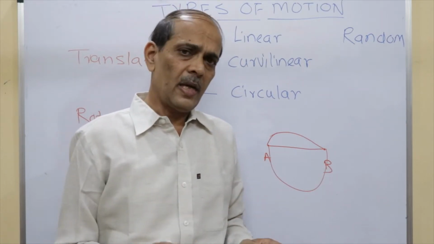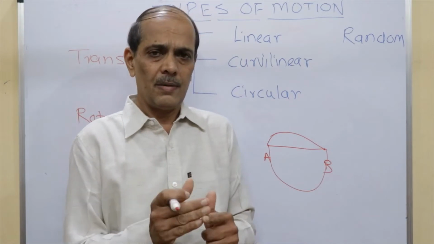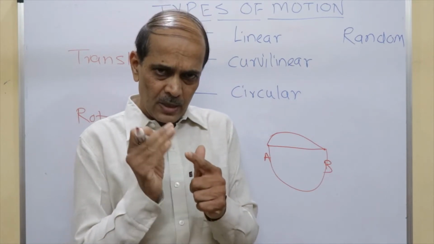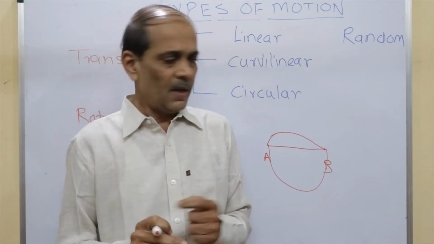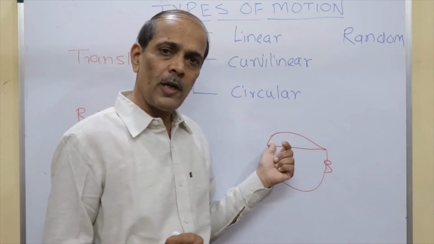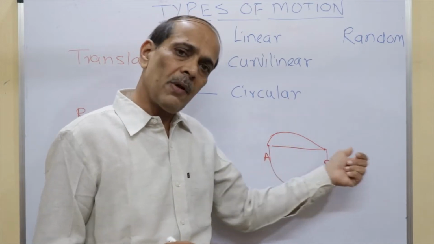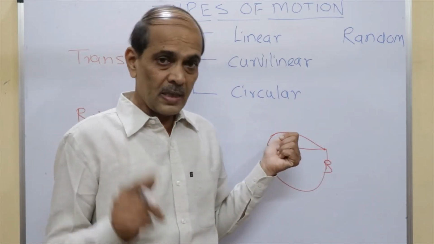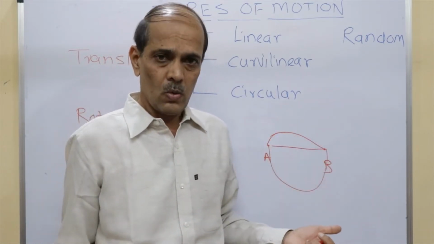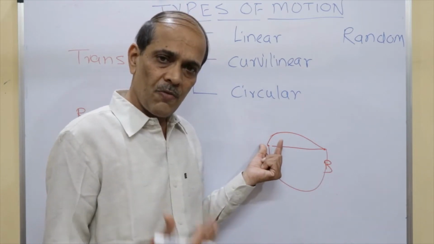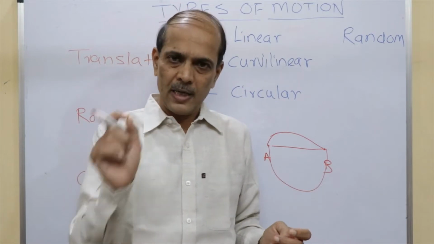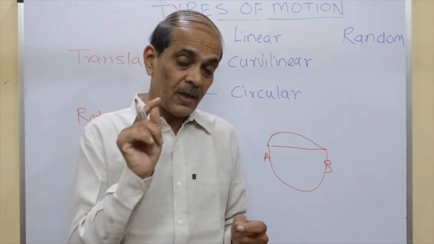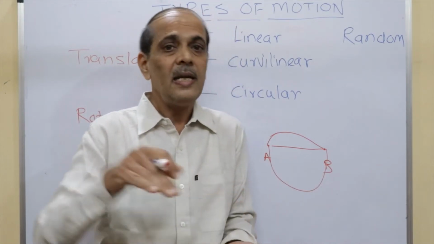Now one more thing, that displacement is about initial position and final position. If somebody goes to point B and comes back to point A, he would have traveled a lot of distance. But as a displacement, it is zero. Because initial position is A, final position is also A. So there is no displacement of that particle or of that object. That is the fundamental difference between the concept of distance and displacement.